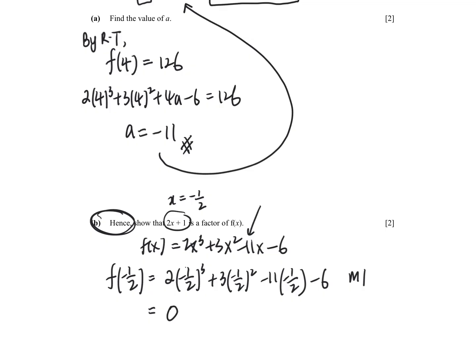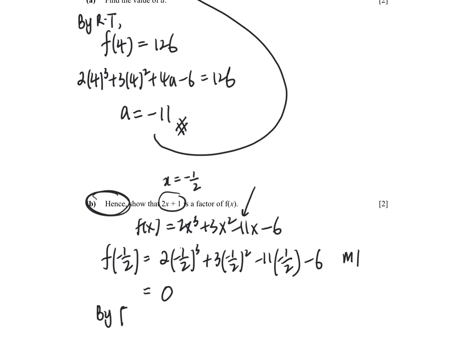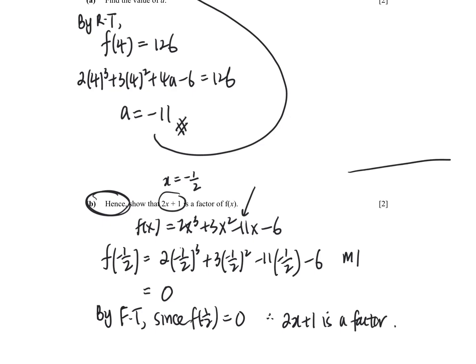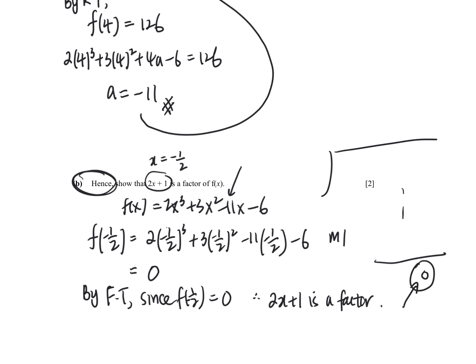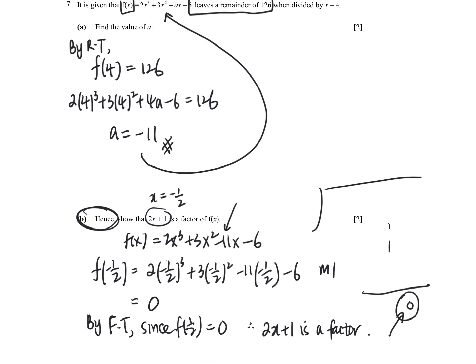Then if this thing is 0, then by factor theorem, since f of minus half is 0. So we can either use this method or long division. If you prefer long division, then you do long division. Show me that the remainder is 0. Okay, since the remainder is 0, whichever the case, both will work perfectly.